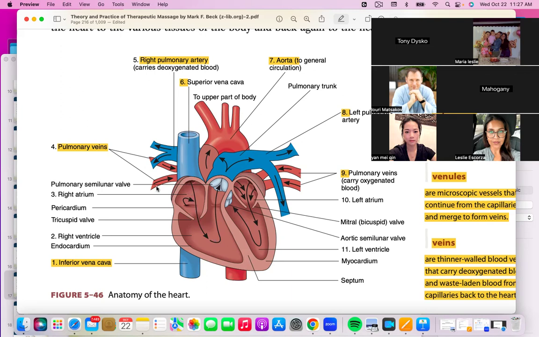right atrium, right ventricle, through the pulmonary semilunar valve to the pulmonary artery, back into the pulmonary vein, into the left atrium, through the mitral valve, down to the left ventricle, up again through the aortic semilunar valve, to the aorta. Okay, hope that's helpful.